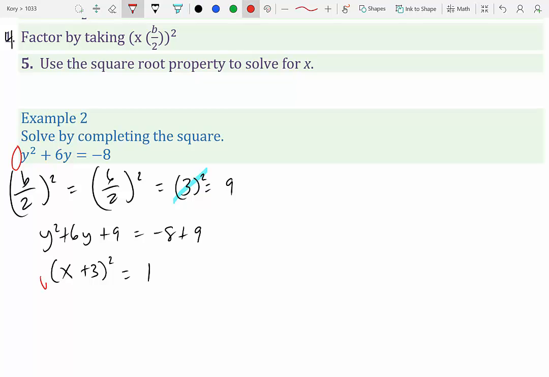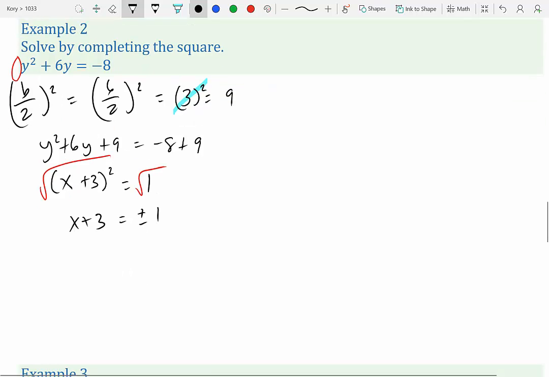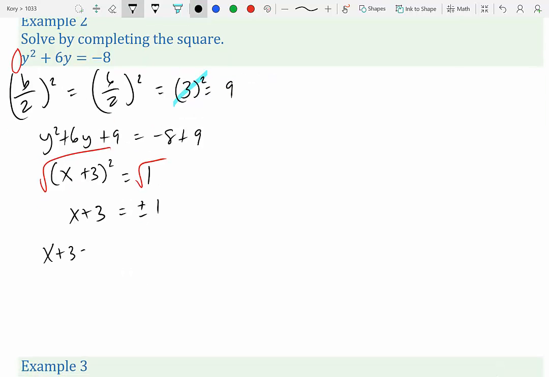Now use the square root property. So we have x plus 3 equals plus or minus 1. So we have x plus 3 equals 1, and x plus 3 equals negative 1. Solve for x, we get x is negative 2, and x is negative 4.